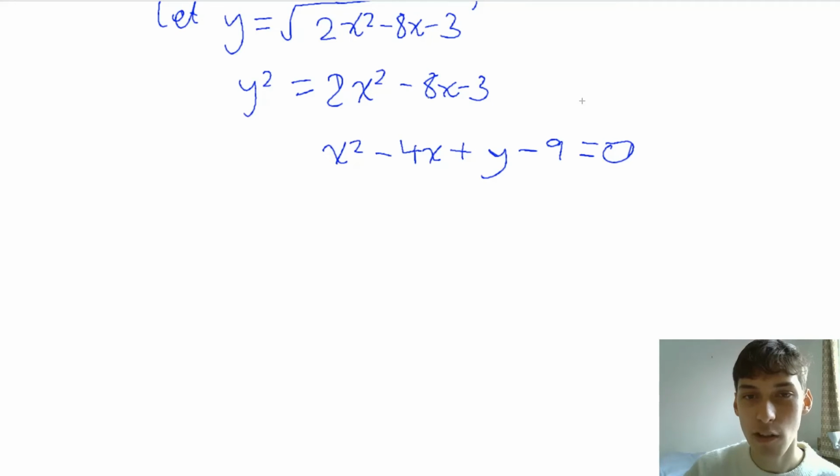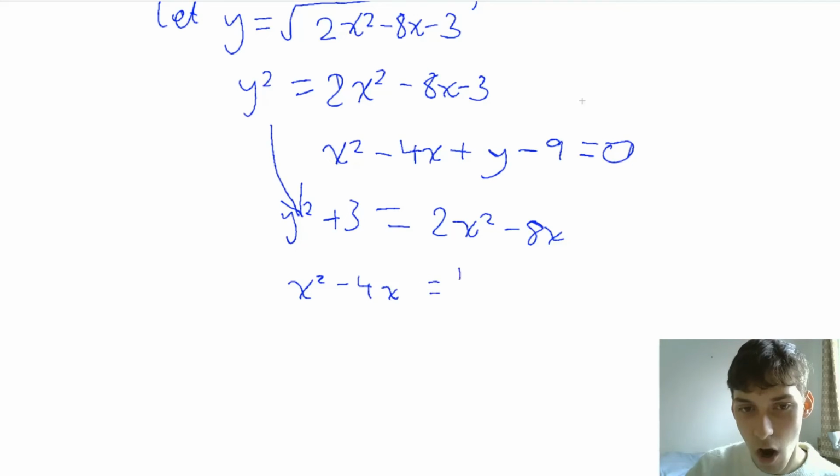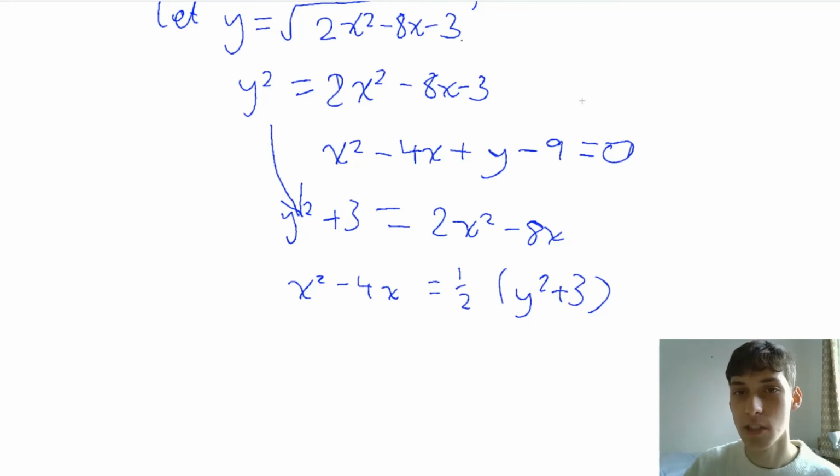So let's maybe get both of those on one side and get the rest of the stuff on the other side and see what happens. So we have y squared plus 3 is equal to 2x squared minus 8x from our substitution here. And we can actually see that if we halve this, we get the x squared minus 4x that we need. So we have x squared minus 4x is equal to half (y squared plus 3). So this is all just from rearranging our substitution.